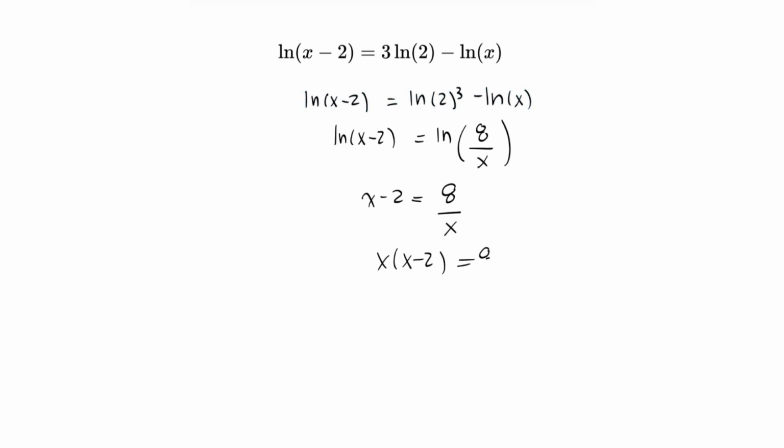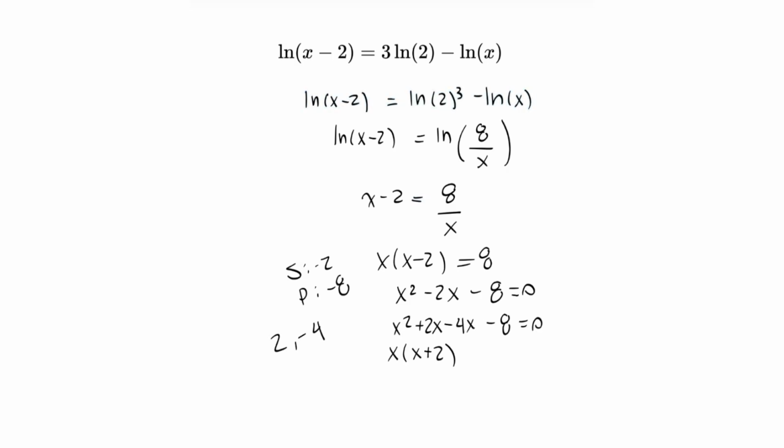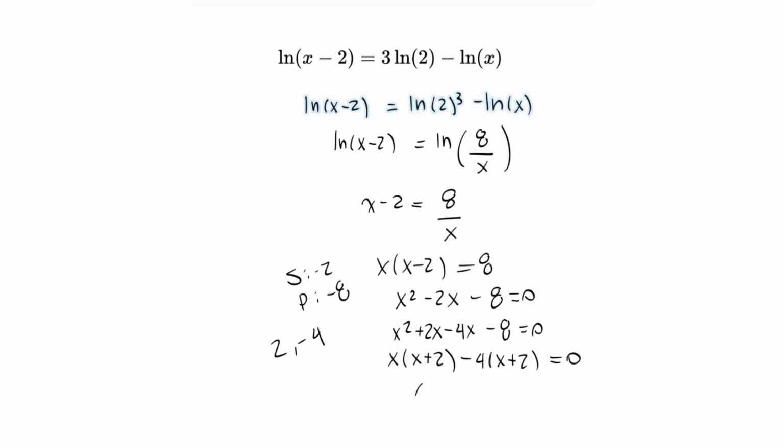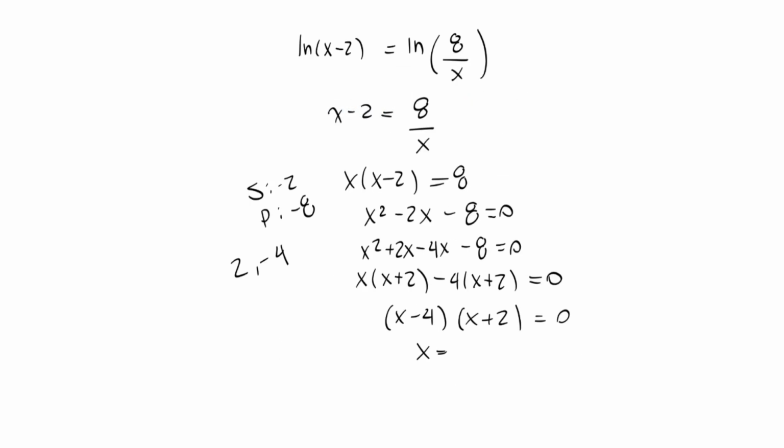So we get that x minus 2 is equal to 8 over x. Now I'm just cross-multiplying, so I get x times x minus 2 is equal to 8. Bring everything to one side, and then we can use sum product, so I'm just speeding that up here. Then what we end up getting is x minus 4 times x plus 2 is equal to 0. So we have that x is equal to 4 or x is equal to negative 2.